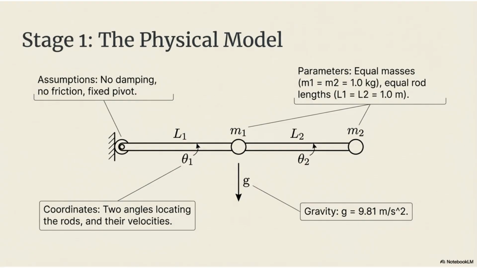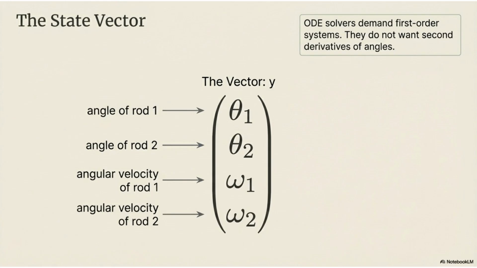Stage 1 involves setting up the physical model. Our assumptions are no damping, no friction, and a fixed pivot. We use two angles, θ1 and θ2, and their velocities, as coordinates to locate the rods. To solve this with an ODE solver, we need a first-order system. The state vector, called y, consists of the four components, the angle and angular velocity for each rod.